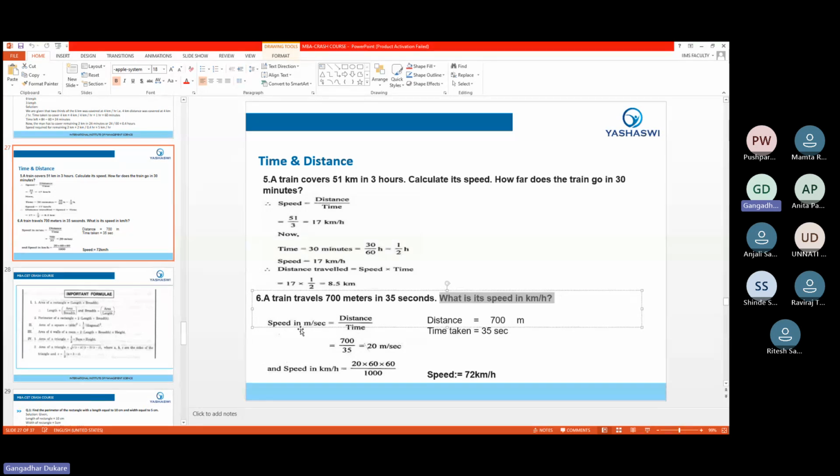Yes. For speed, we write distance upon time. The distance is given as 700 meters. The time taken is 35 seconds. Putting it into the formula, speed equals distance upon time, that is 700 upon 35, that is 20 meters per second, and then we calculate by cross multiplication. Speed equals 72 kilometers per hour.